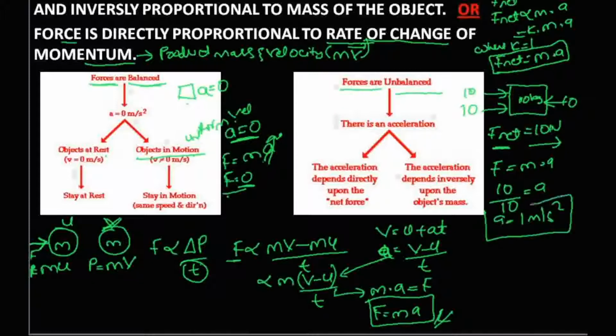Acceleration depends directly upon the net force. Acceleration depends inversely upon the mass of the object. If we derive the equation for a, it becomes a is equal to F by m. This is what the second condition said: acceleration depends inversely upon the mass of the object. This is the mass of the object. Okay, I think I have understood.